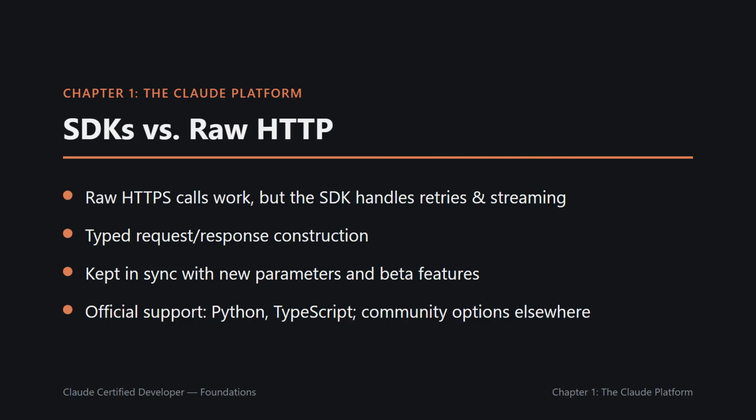You can call the API directly over HTTPS with standard headers. Worth understanding once, so SDK behavior isn't a black box. But for real projects, use the official SDK. It handles retries, streaming parsing, and typed request and response construction, and it's kept in sync with new API parameters and beta features as they ship. SDKs are available in Python and TypeScript, with community or officially supported options in other languages.